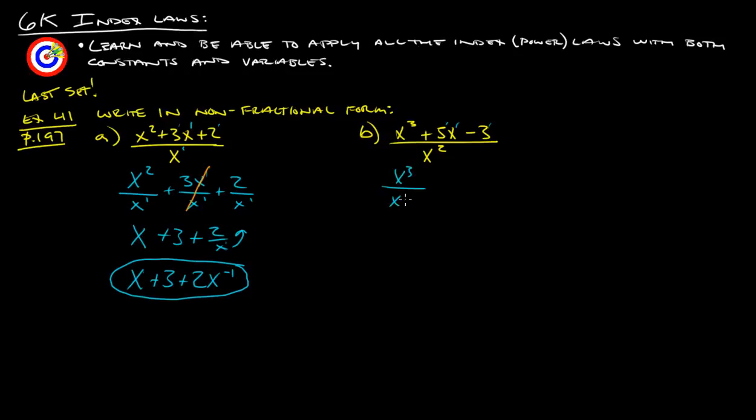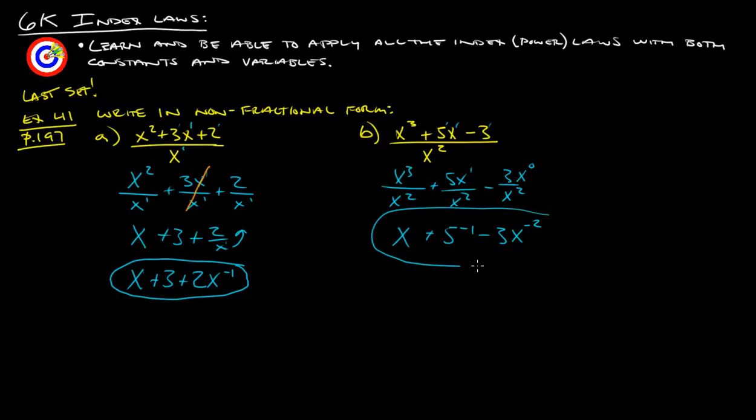Okay? And then last one, same thing, x cubed over x squared plus 5x to the first over x squared minus 3 over x squared. 3 minus 2 gives us 1. 1 minus 2 gives us negative 1. And then another way to look at this is x to the 0. 0 minus 2, a little bit of a shortcut would be to go 0 minus 2 is 3x to the negative 2nd. And then you don't have to move it to the bottom and then move it back to the top. Alright? And that is our final answer for that one.